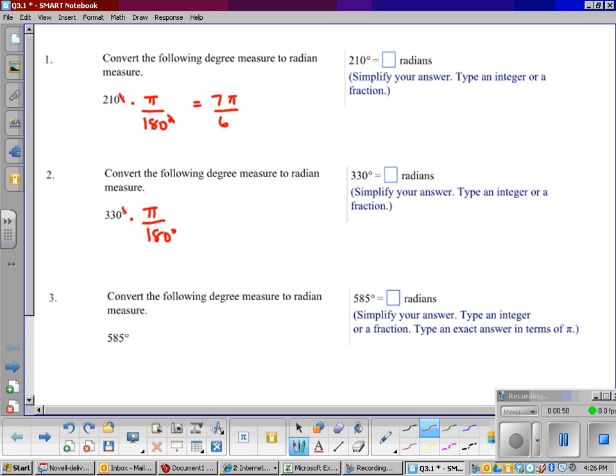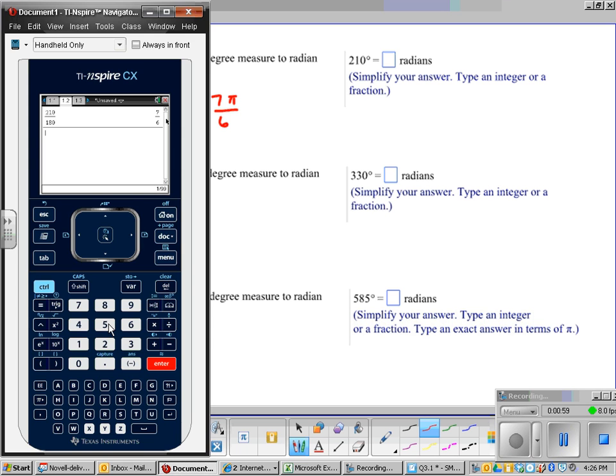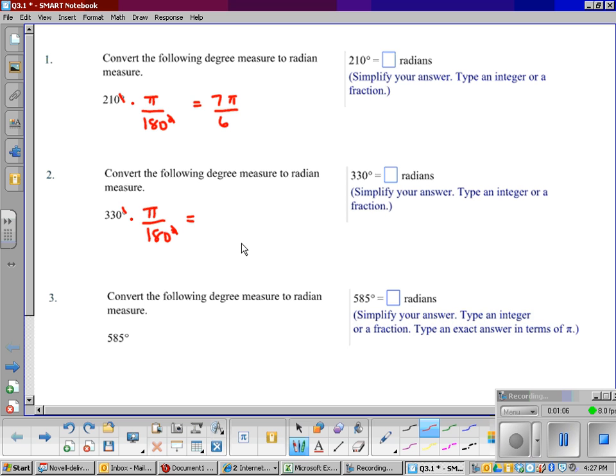Same thing on the second problem. The degrees are going to cancel. Put in your calculator 330 divided by 180, and then put the pi back in there. So we get 11 pi over 5.